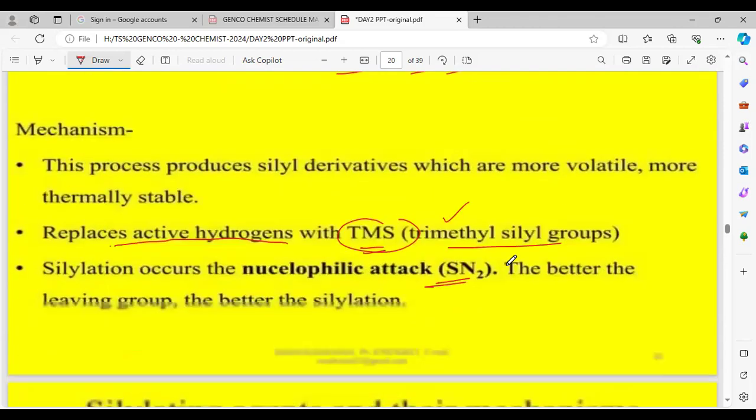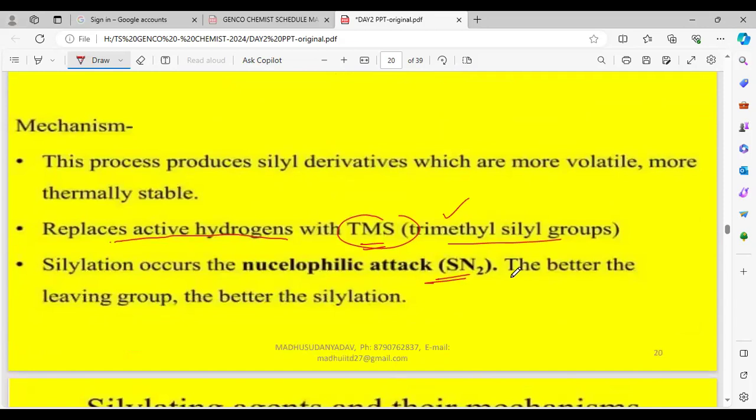So silylation uses TMS on our compound, the alcohol. When these two react, it follows the SN2 mechanism, a bimolecular nucleophilic substitution reaction. In SN2, generally, what kind of products can you expect? Inversion or retention compounds? Put your answer in the chat box. Inversion, right? Thank you, Rukmini.